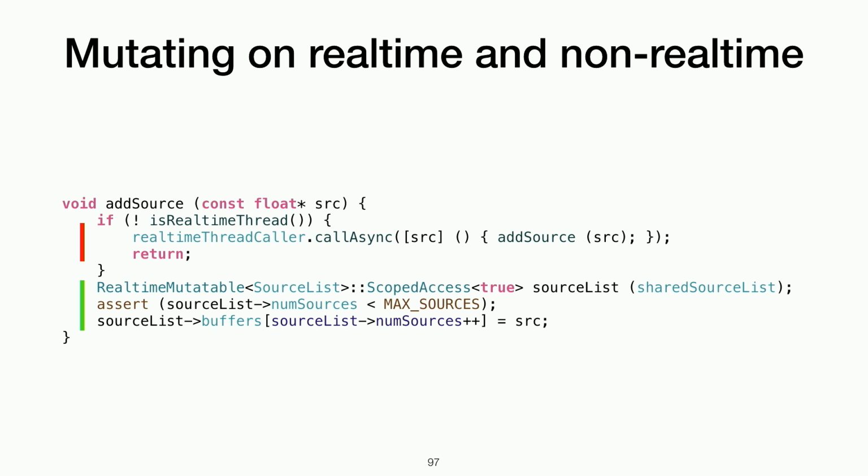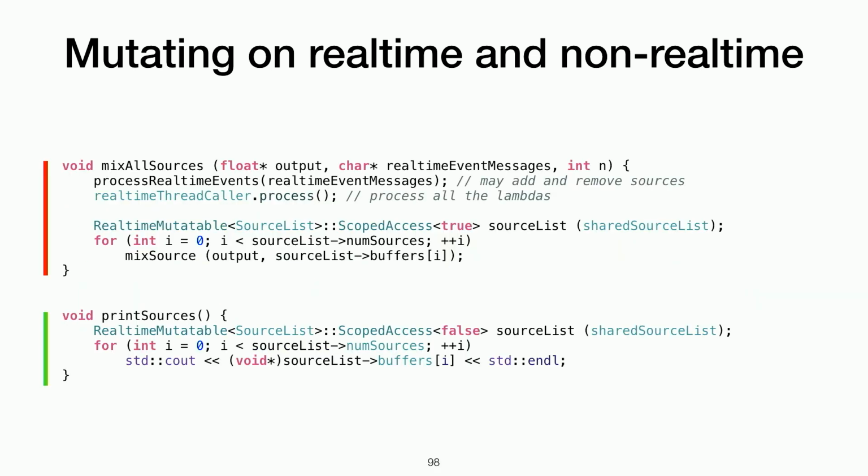So in practice, this add source could look like this. If you're on the real-time thread, you do the actual change. You add the source to the source list. And if you are not on the real-time thread, you do this call async. So you just defer that execution to the real-time thread. Now here's the entry point for the real-time thread. It's mixing all of those sources. First, it will check, well, maybe I'm getting some events to add and remove sources. Once it's done that, it's going to process all those lambdas that came in and then add and remove all of the sources. And once it has that, it can simply read all of those sources here.